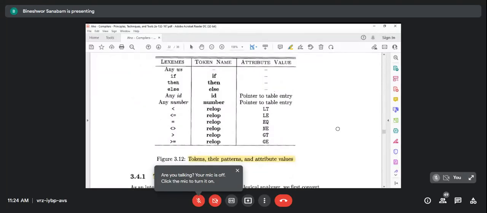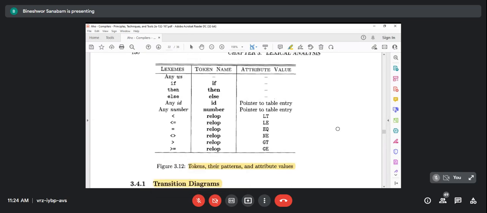Then another one is, just note down this one also. So here you have all those lexemes and the corresponding token names and corresponding attribute values. Okay, for any white space there is no token name. Whenever we find any white space we are going to just ignore it. If you have 'if', it corresponds to the token name if; then means then, else means else; and if you find any identifier then we are going to use id, and if we find any number then we are going to use number, and the attribute value is given over here.